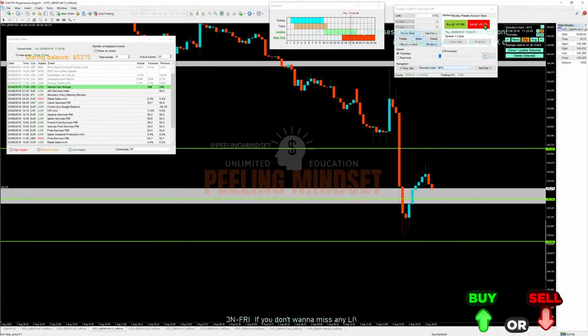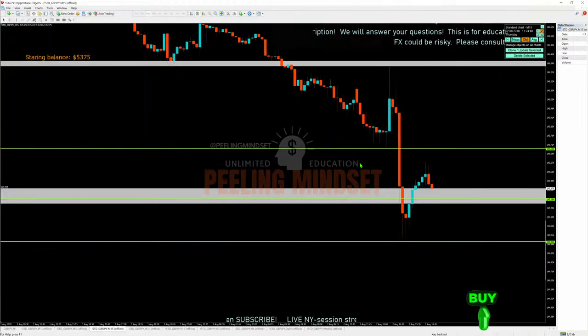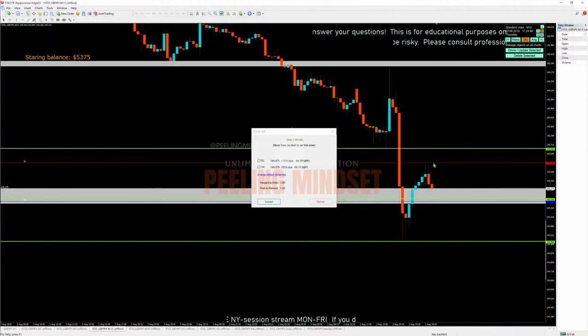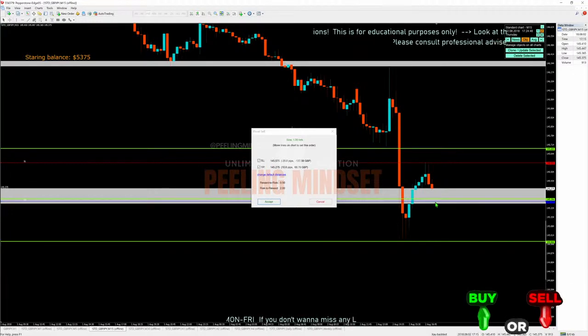So I'm going to take a sell around here. We're going to work with one lot. The initial balance was 5,375, so let's see how much scaling we can do. I'm going to take a sell around here, with 20 pips stop loss, anticipating the price to move down.